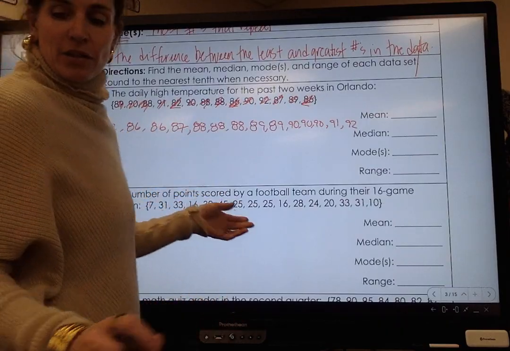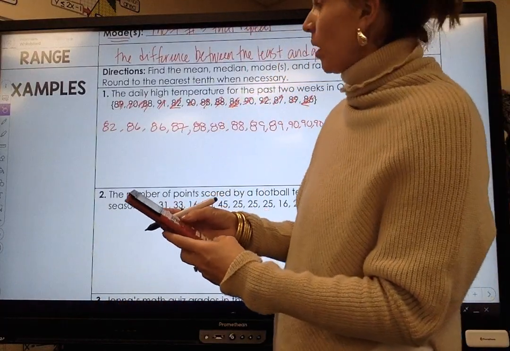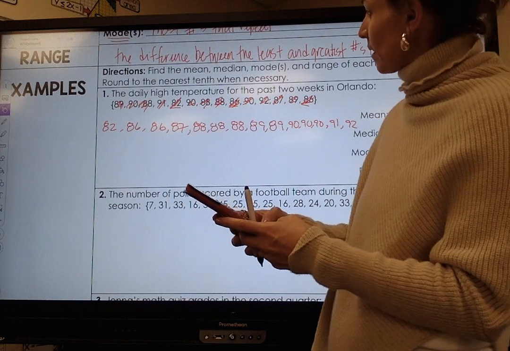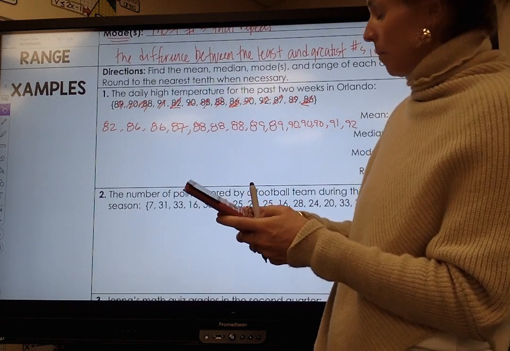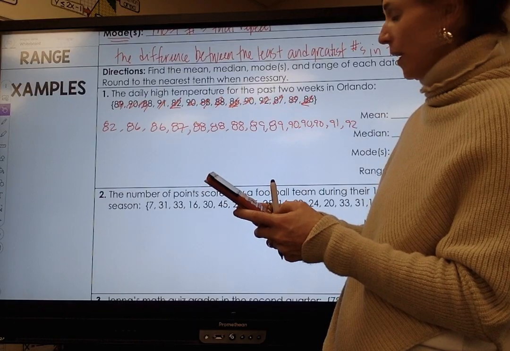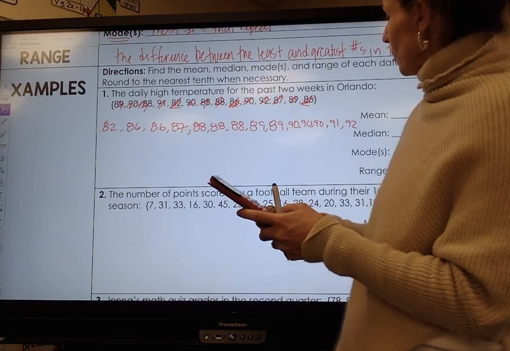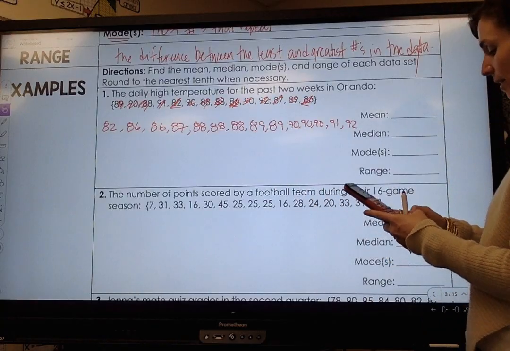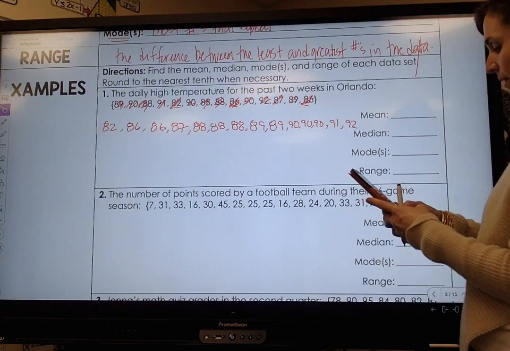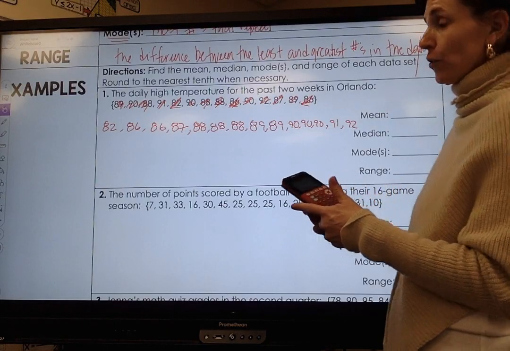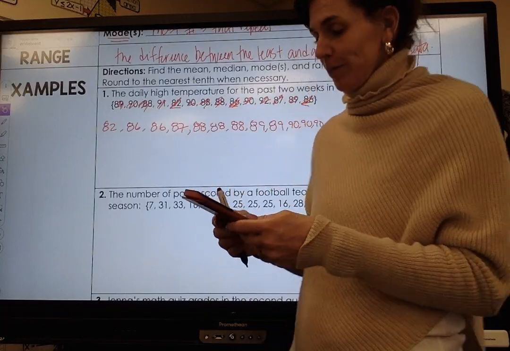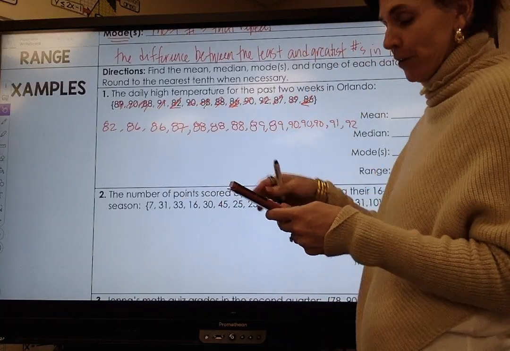So the mean, I just simply add them all up, making sure you don't miss a number. So I'm going to do 82 plus 86 plus 86 plus 87 plus 88 plus 88 plus 88 plus 89 plus 89 plus 90 plus 90 plus 90 plus 91 plus 92. And if you're doing a test or a quiz, I would make sure you go back and check you've entered all those numbers correctly.